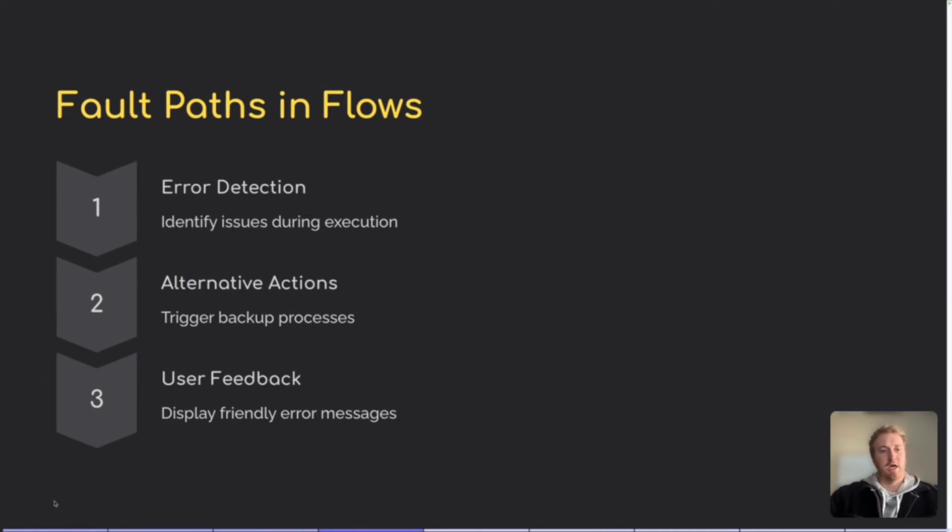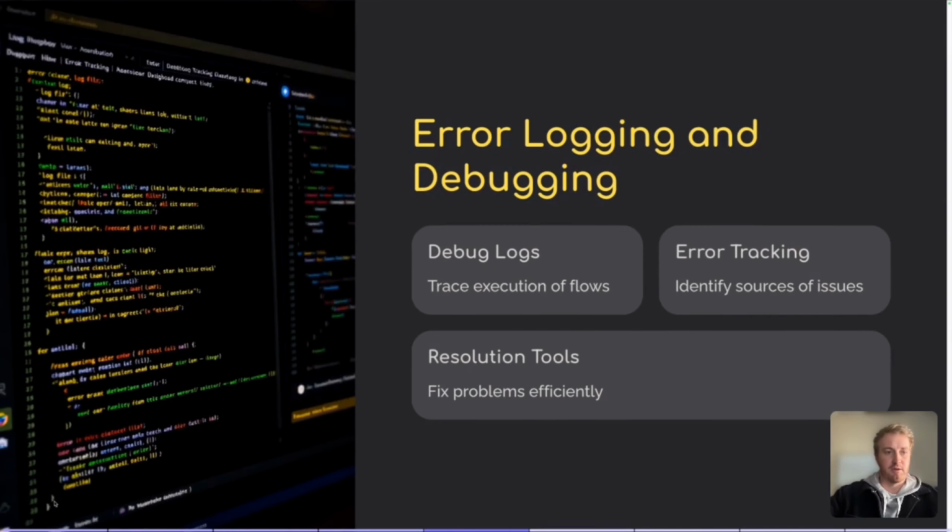So another item to help with your agents is fault paths and flows. This is going to allow for alternative actions or messages to be triggered when an error occurs. So for instance, if a flow encounters an error while updating a record, a fault path can be used to display a user-friendly message or send a notification to the administrator. Obviously, you don't want your agent to hit some of these errors.